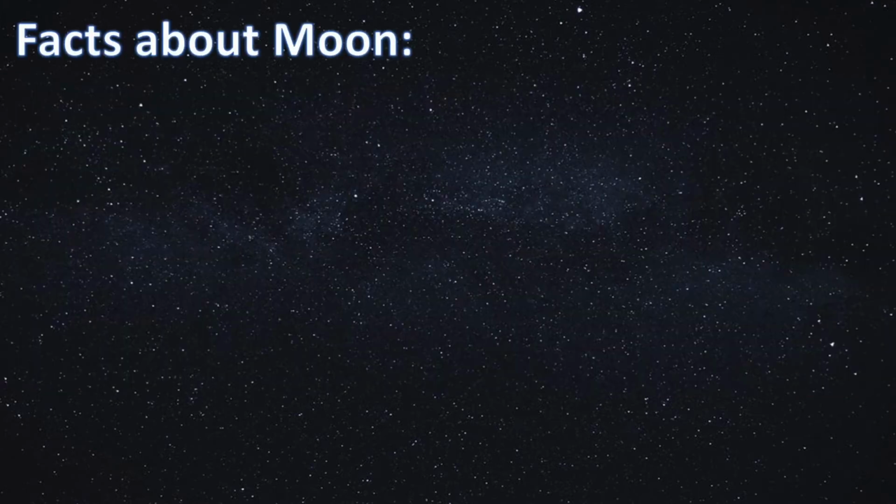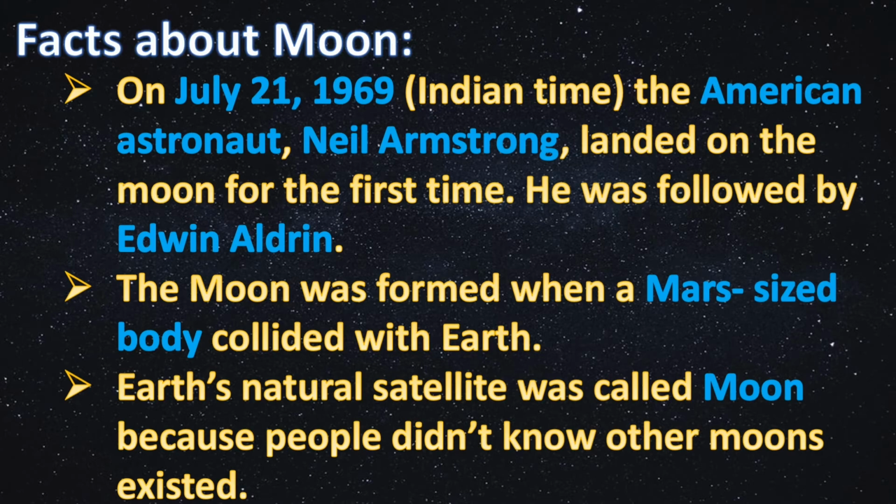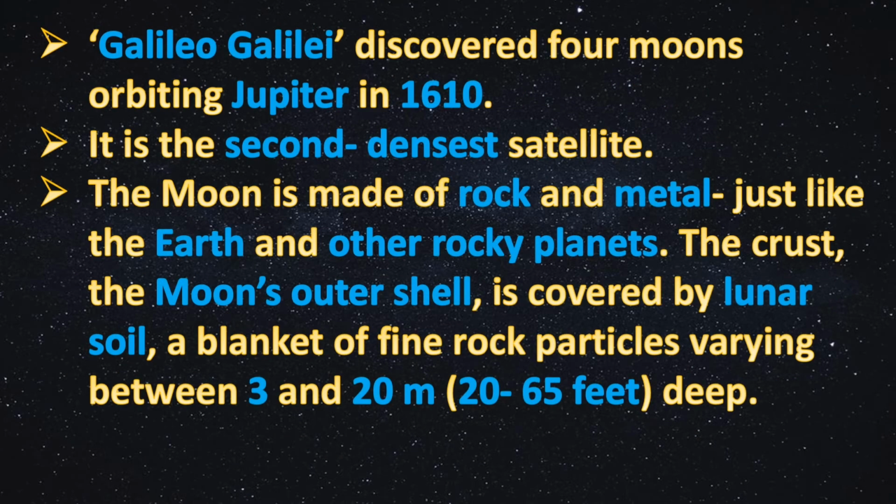Facts about the moon. On July 21, 1969, the American astronaut Neil Armstrong landed on the moon for the first time. He was followed by Edwin Aldrin. The moon was formed when a Mars-sized body collided with Earth. Earth's natural satellite was called Moon because people didn't know other moons existed. Galileo Galilei discovered 4 moons orbiting Jupiter in 1610.